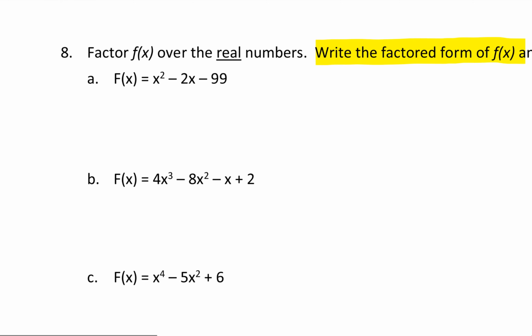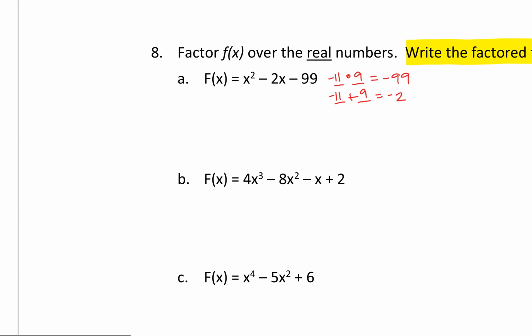All right, so A. Well, this is just an x squared, so I know I'm going to do, well, what times what gives me negative 99 and adds to be a negative 2. Well, 99, I have 11 and 9, so it has to be a negative 11 and a positive 9 to give me a negative 2. So I get x minus 11 and x plus 9.